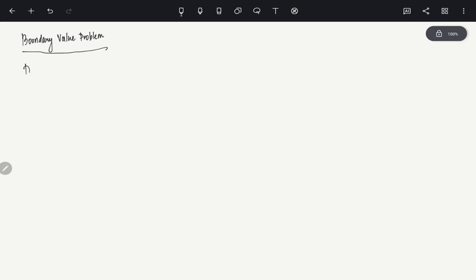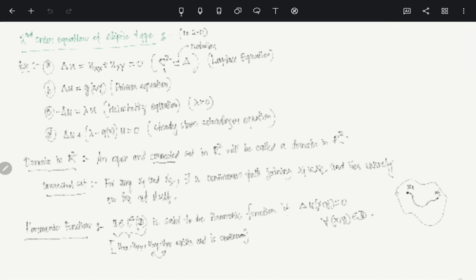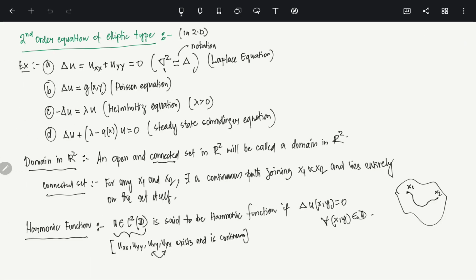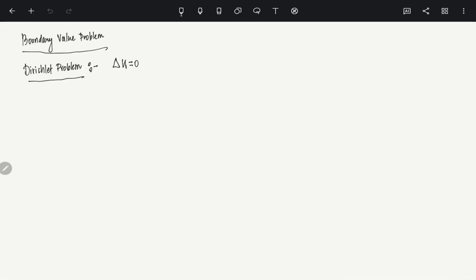The first boundary value problem is called the Dirichlet problem. Let me explain. If we are talking about a harmonic function, the equation given to you is Laplace u equals 0. It doesn't have to be this equation; you can have any other equation like this. I'm just talking about this equation in this context, along with some boundary condition.